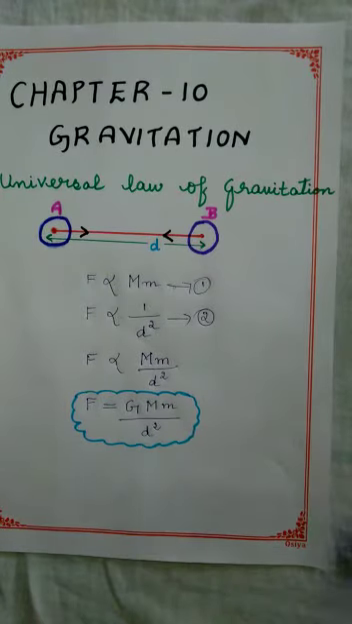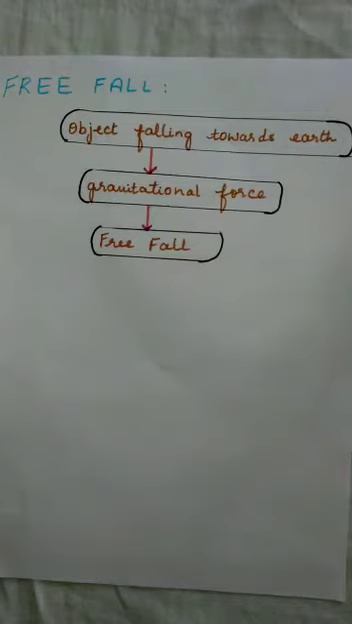This formula is used to find the magnitude of the gravitational force between the earth and an object on the surface of the earth. This universal law of gravitation had successfully explained several phenomena such as the force that binds us to the earth, the motion of the moon around the earth, and the motion of the planets around the sun. The next topic is free fall.